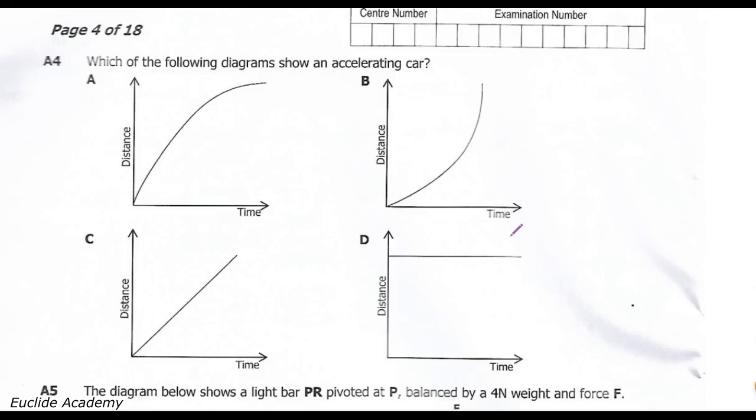So let's jump to the next question. We'll be kind of rushing so that we cover as many questions as possible in the shortest period of time if we can. Which of the following diagrams show an accelerating car? So we've got distance here, time, time, distance. So which one is accelerating here?